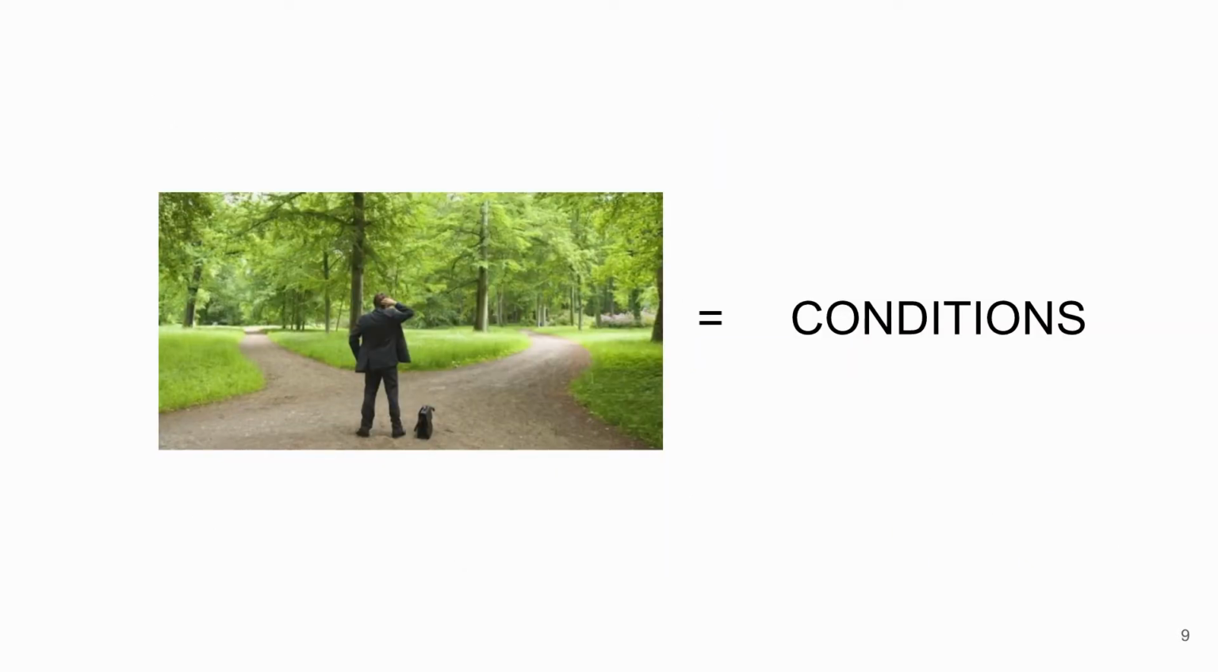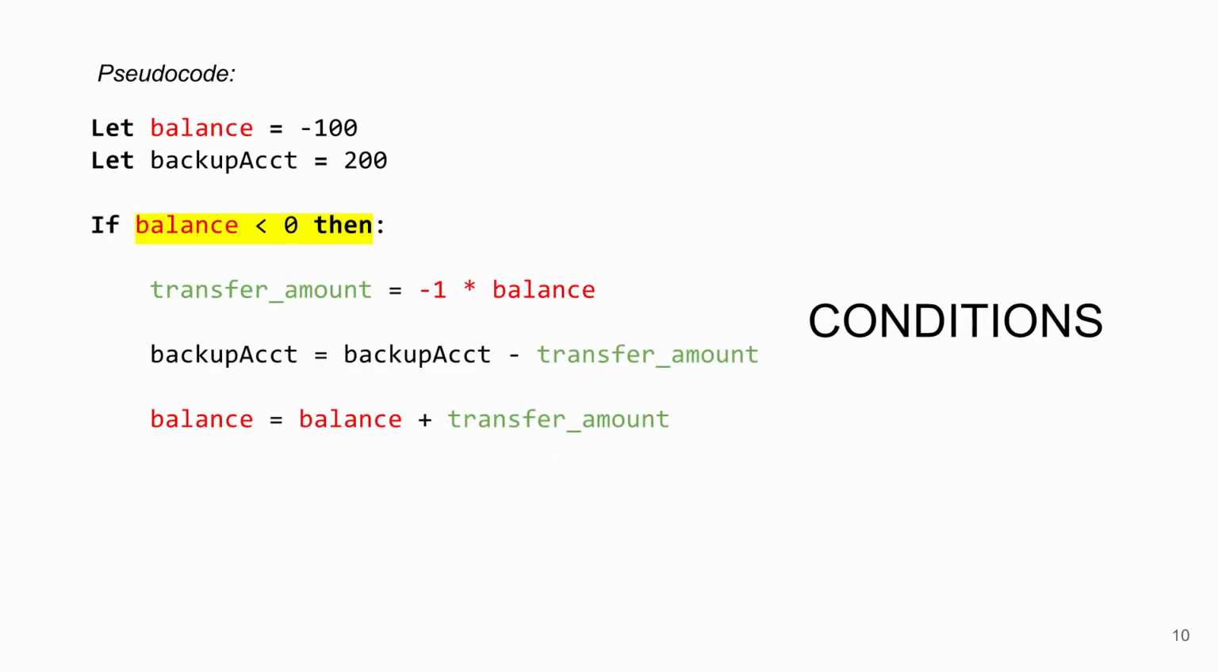The second concept used in programming is conditions. We use conditions to tell the computer what logic or path to take given certain circumstances. We set conditions based on the values of variables. For example, let's say we wanted to write a program that automatically transfers money to our bank account when we have a negative balance. Here the condition I've set is where the balance is less than 0.